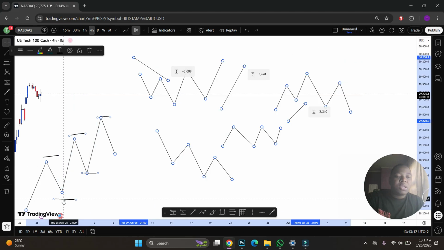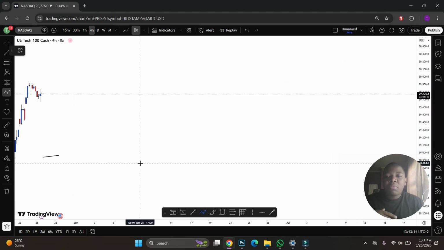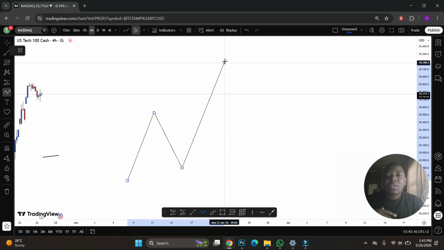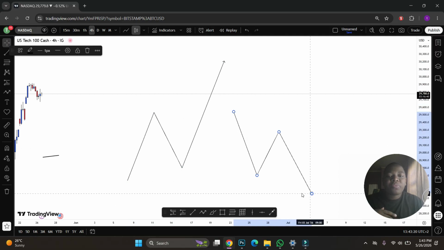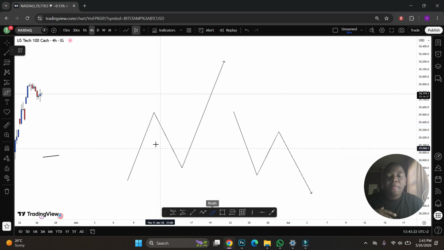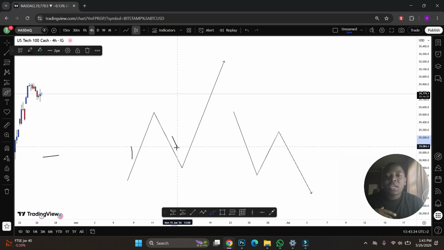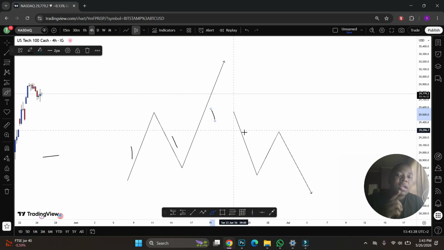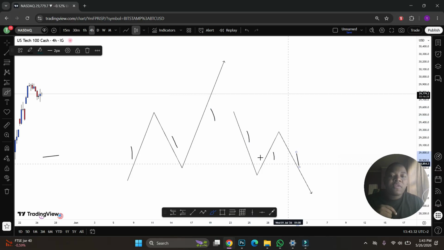The second one being wave theory. Let me delete this. Wave theory, price moves in three phases. Price moves in three phases. We have your first phase, your second phase, then your third phase. When we're in an uptrend, or when we're down, first phase, second phase, third phase.